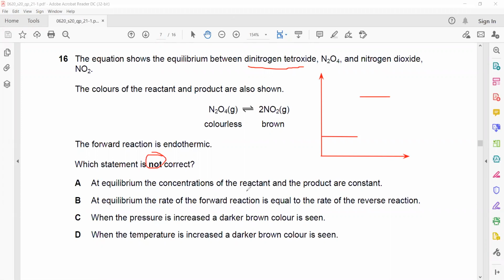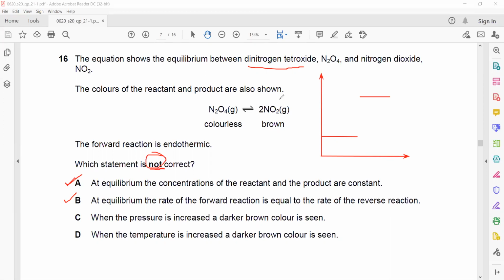At equilibrium, the concentrations of reactant and product are constant. That's true. So we want to find which is wrong, not correct. At equilibrium, the rate of forward reaction is equal to the rate of backward reaction. That's also true. When the pressure is increased, the dark brown color is seen.